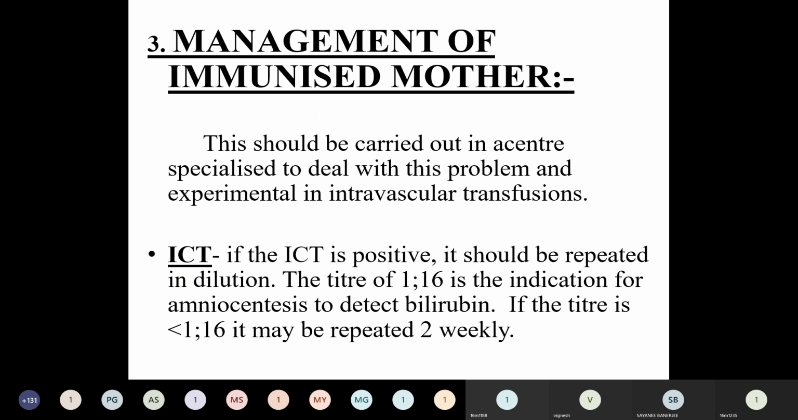Don't give anti-D if the fetus is Rh negative. So whatever I told you till now is about the management of the non-immunized mother. That means where the ICT was negative.